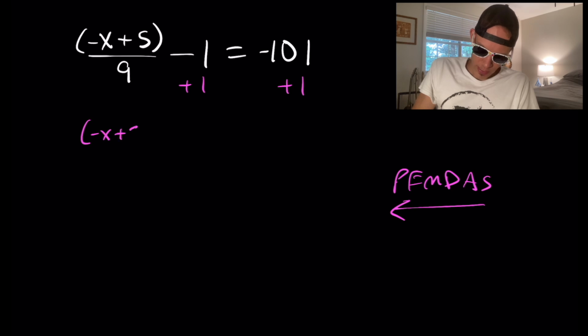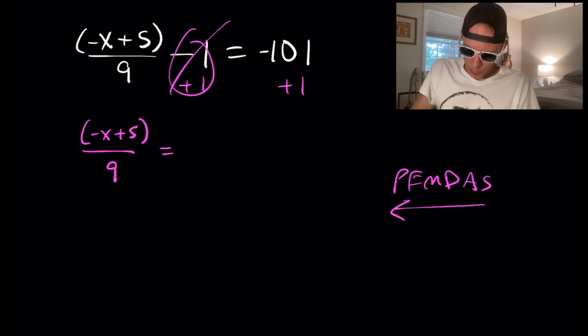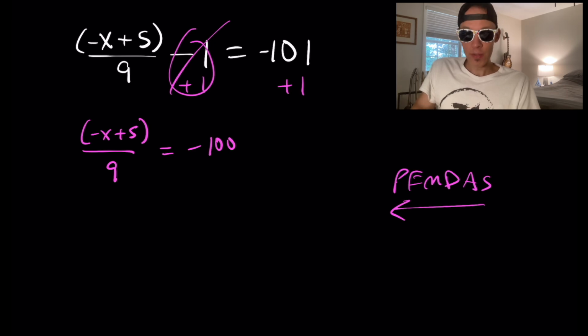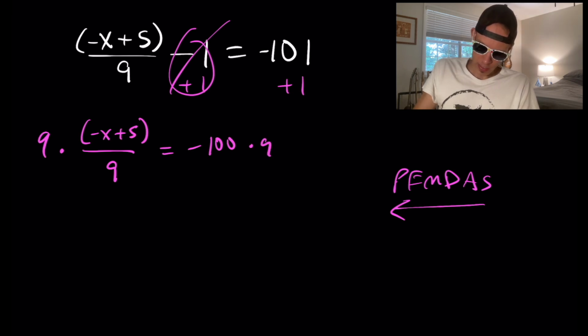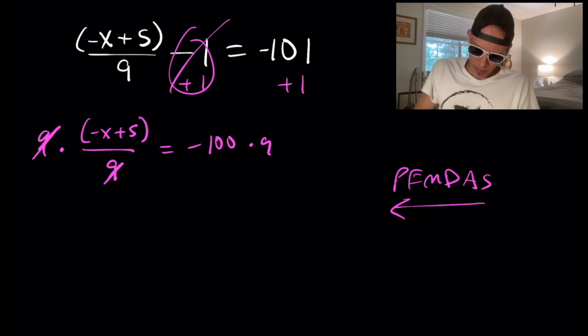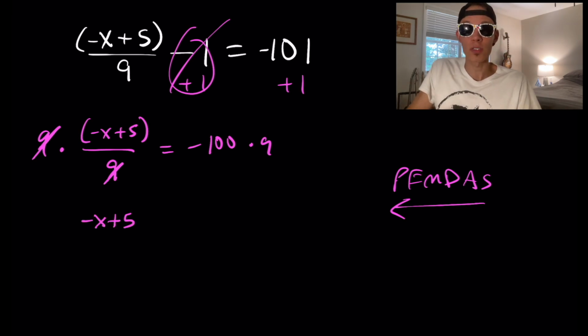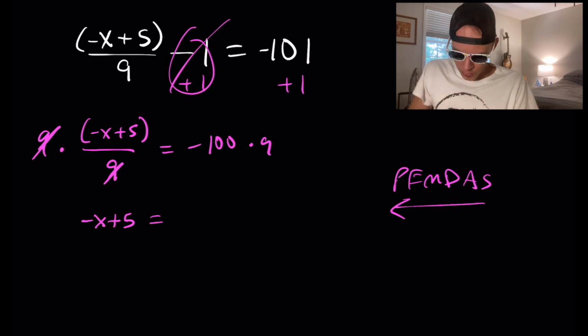So I'll bring everything else down. Negative x plus 5 divided by 9. Remember, these cancel, is equal to negative 100. So now, outside the parentheses, we're just dividing by 9. So to undo that, I'm going to multiply both sides by 9. These will cancel out, and I'll have negative x plus 5. The parentheses go away because there's nothing else going on outside the parentheses. Equal to negative 100 times 9 is negative 900.